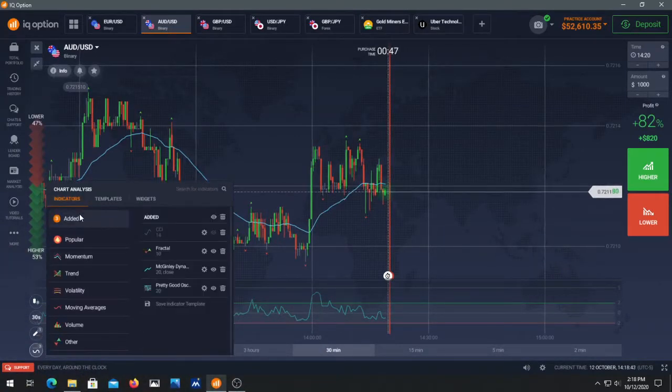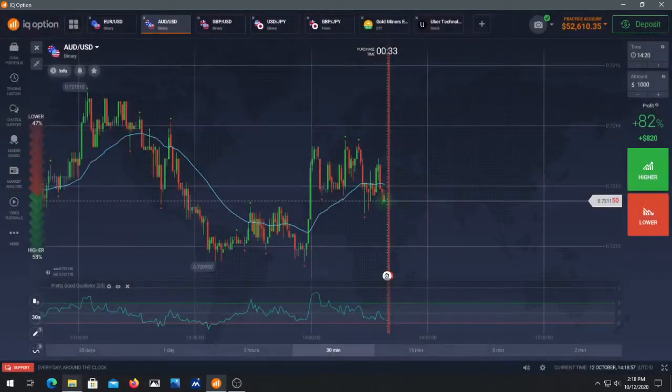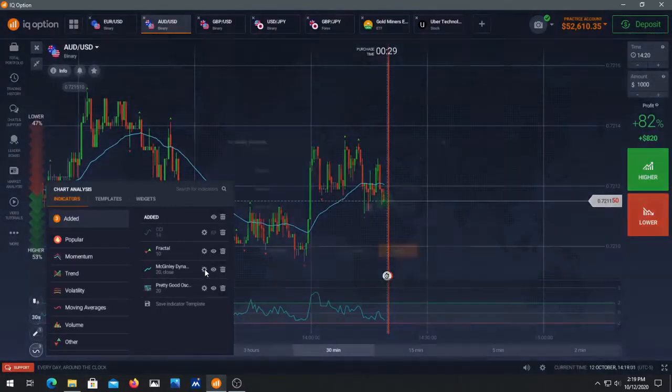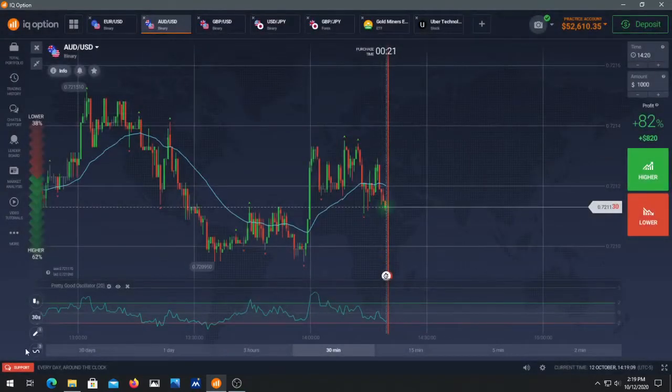So my indicators that I've added, I have the fractal, and the setting for the fractal is 10. So let's go to the settings to show you. The fractal period is 10, so that's what you'd have for yours. And then let's show you the other settings. We go here, the McGinley Dynamic, the period is going to be 20 and the source is close. So I have that.